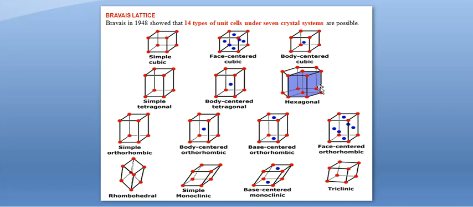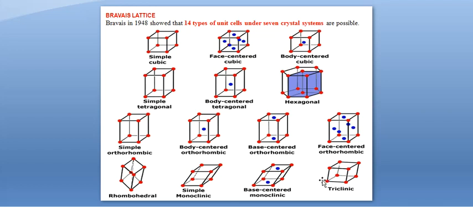Hexagonal has only 1 Bravais lattice. Then orthorhombic has 4 Bravais lattices available: simple orthorhombic, body centered orthorhombic, base centered orthorhombic, face centered orthorhombic. Rhombohedral, simple rhombohedral is available. Then monoclinic: simple monoclinic and base centered monoclinic. I already told simple monoclinic and base centered monoclinic.